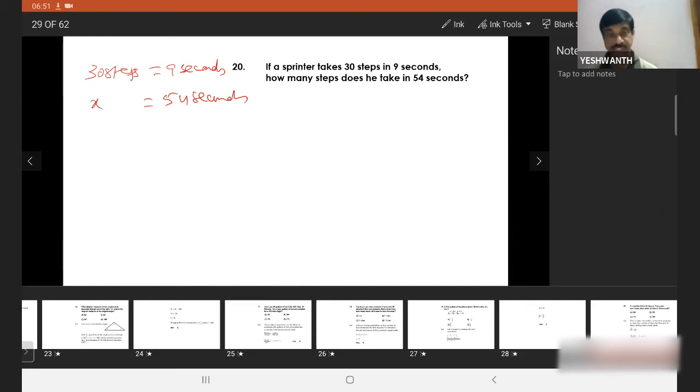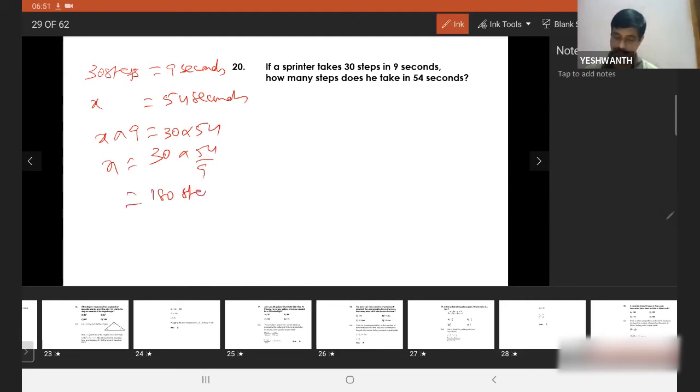If it is inversely proportional, you will take it like this: 30 into 9 equal to x into 54. But when it is directly proportional, it is cross multiplication, right? So x into 9 equal to 30 into 54. So x equal to 30 into 54 by 9. So 6 3s are 180 steps. So this is how we do.